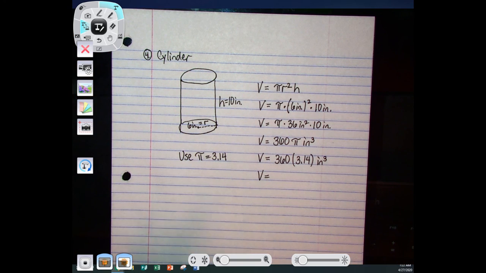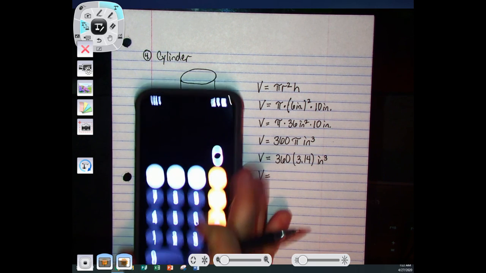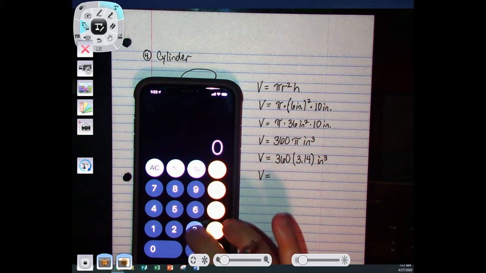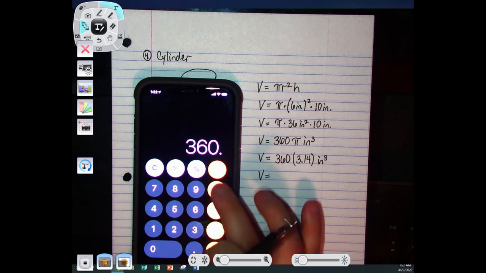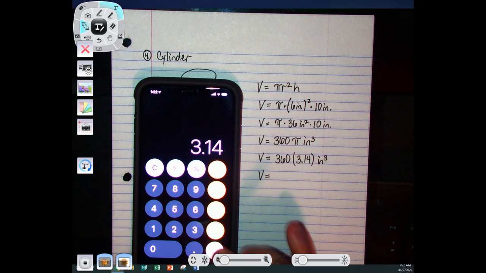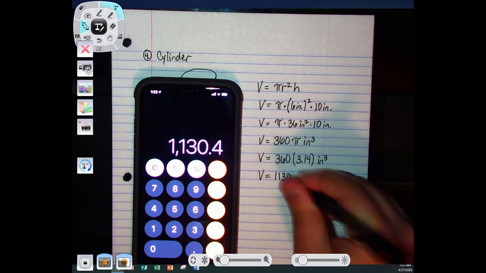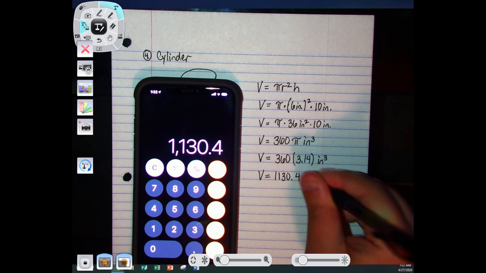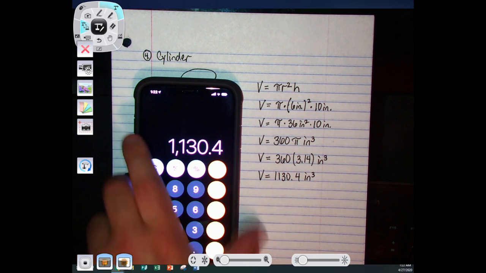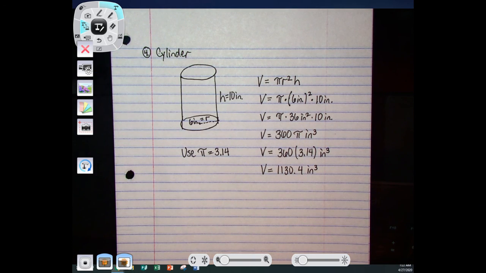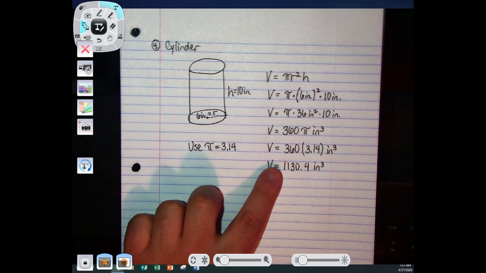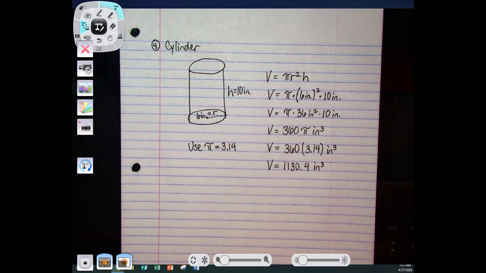Then we'd get out our handy dandy calculator. I'm going to use my phone calculator because it shows up better here. So 360 times 3.14 gets us 1,130.4 cubic inches. Therefore, the volume of our cylinder is 1,130.4 cubic inches.